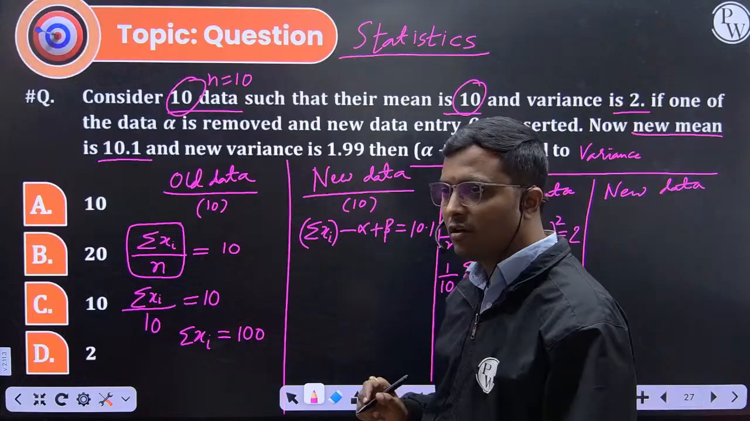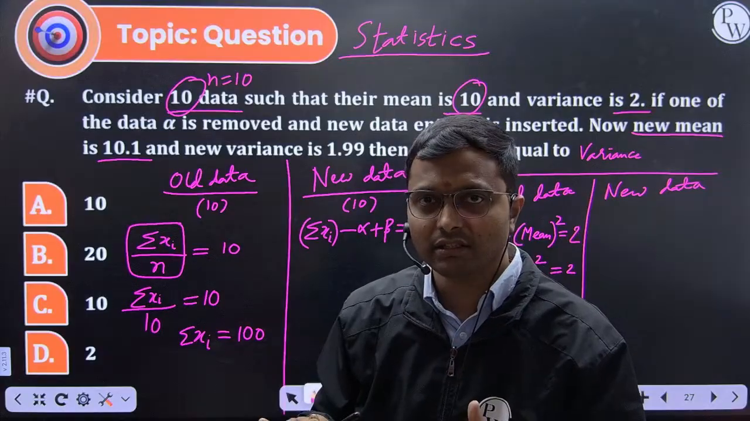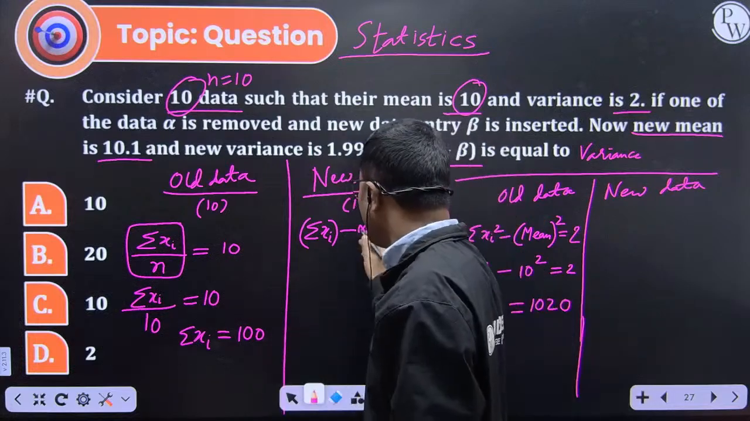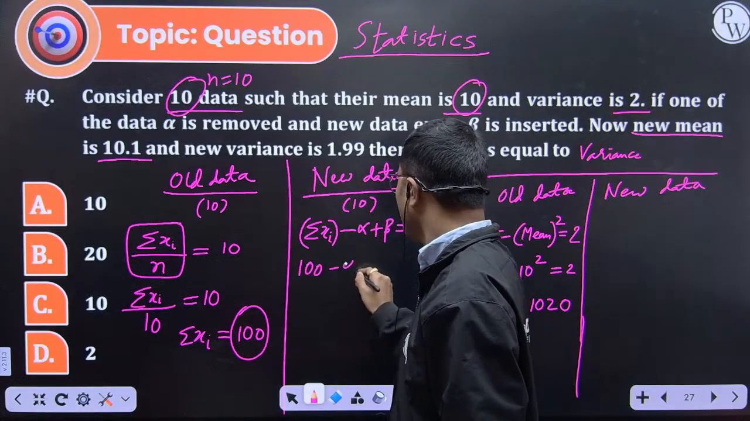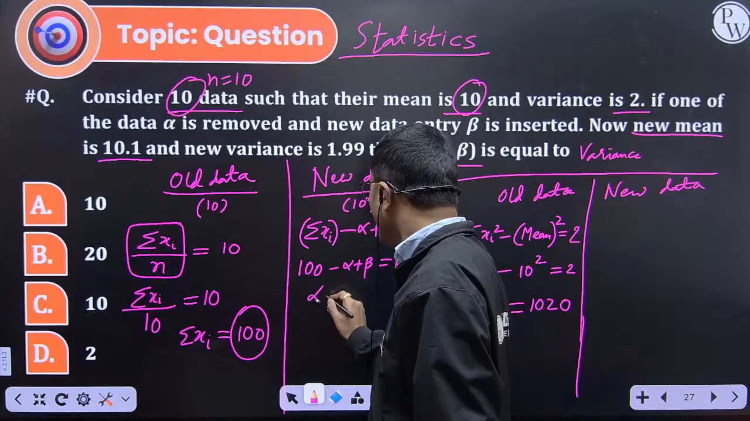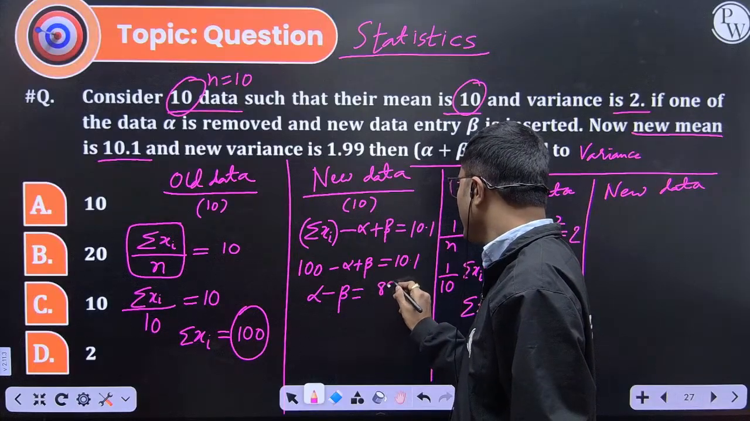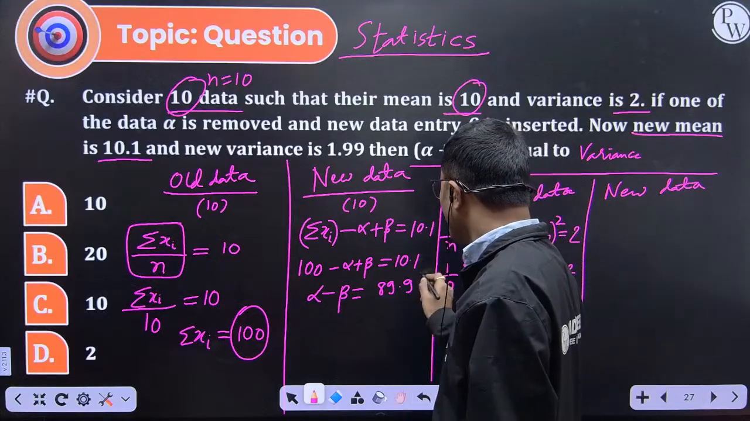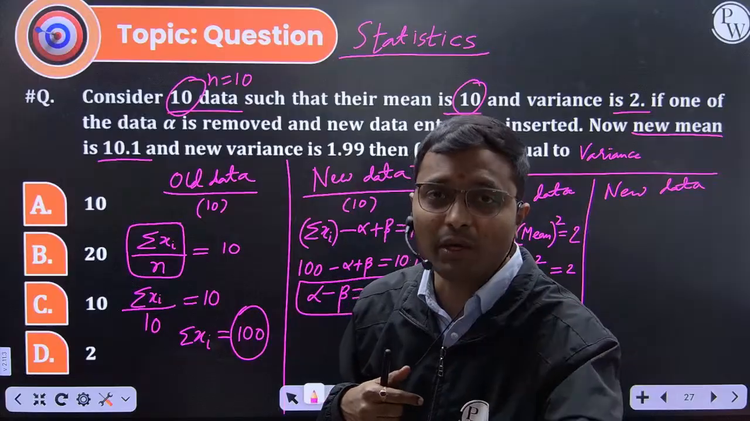Already we have the sum of the 10 values. In that 10 values, one value alpha is there. We have to remove that. So now we get 9 values. For these 9 values, new value beta we have to add. So that we get minus alpha plus beta. Already we have sigma xi from the old data. 100 minus alpha plus beta is equal to 10.1. Correct. So we get alpha minus beta is equal to 100 minus 10.1, that is 89.9. Just rearrangement of the terms. So we got one equation for alpha and beta, but still we don't know these two unknowns alpha and beta. We need to get one more equation.